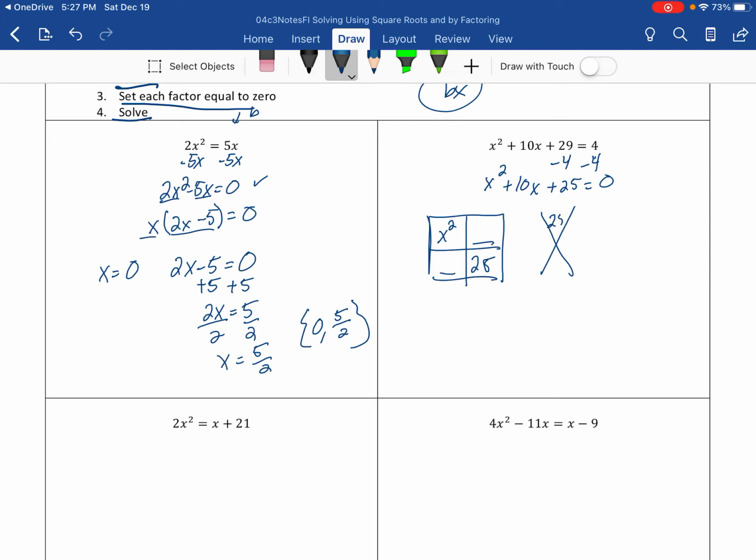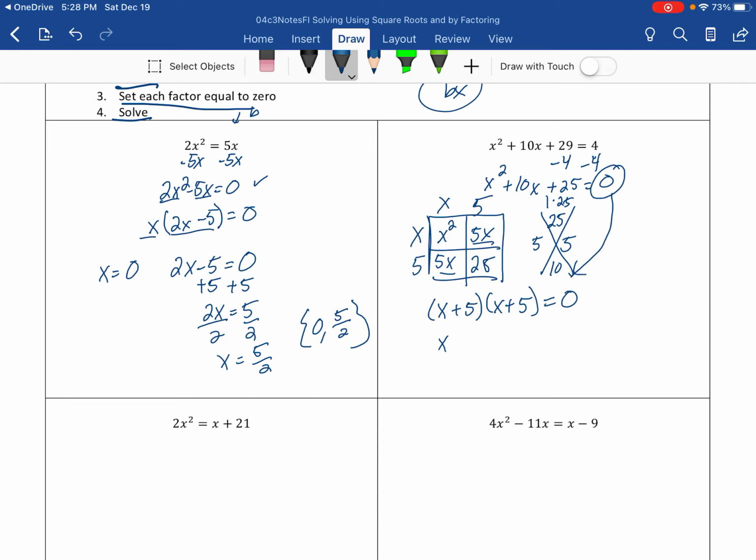I look for the 2 numbers that go here and here. I know they multiply to be 25, 1 times 25, and they add to be 10. It's going to be 5 and 5. So this is going to be 5x and 5x. Greatest common factor here is x. Greatest common factor here is 5. x times x is x squared. x times 5x is 5. So my factors are going to be x plus 5 and x plus 5.